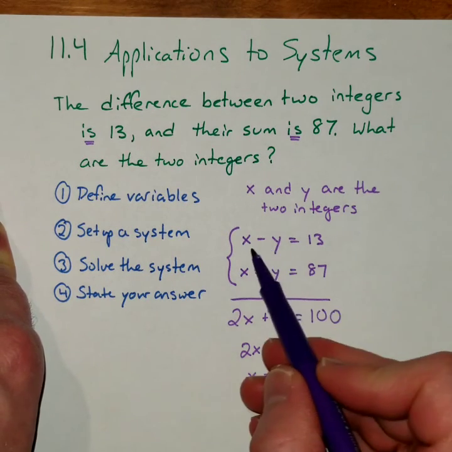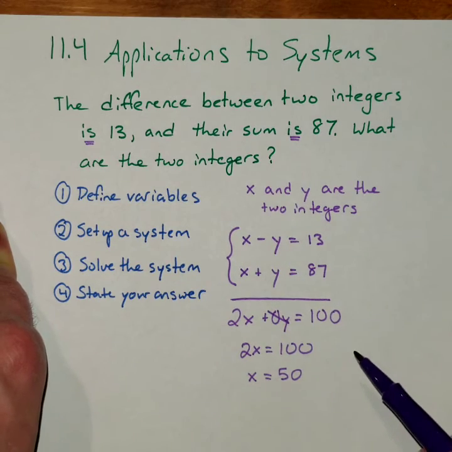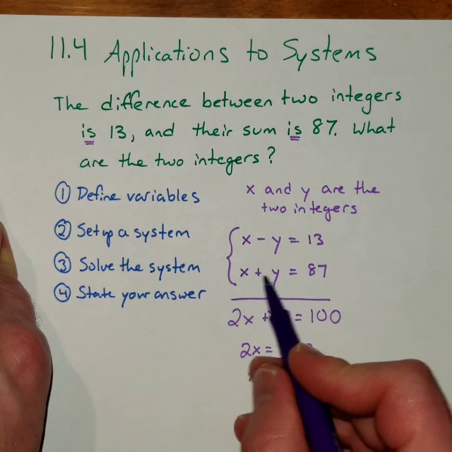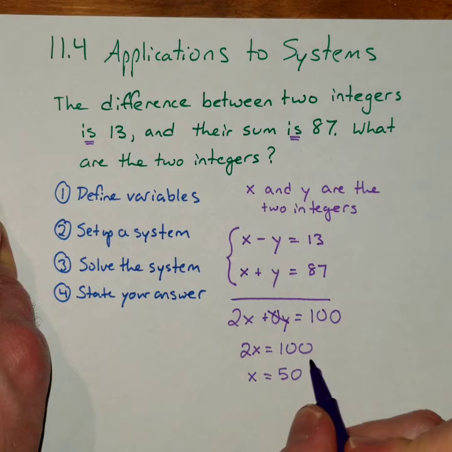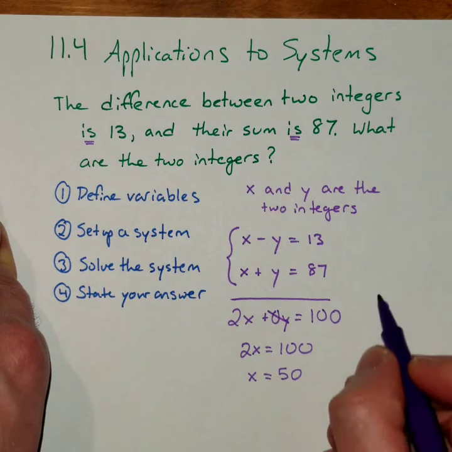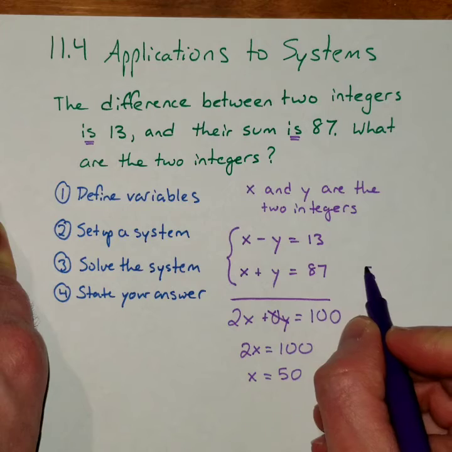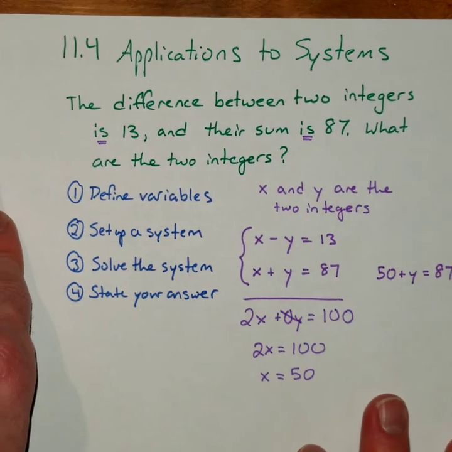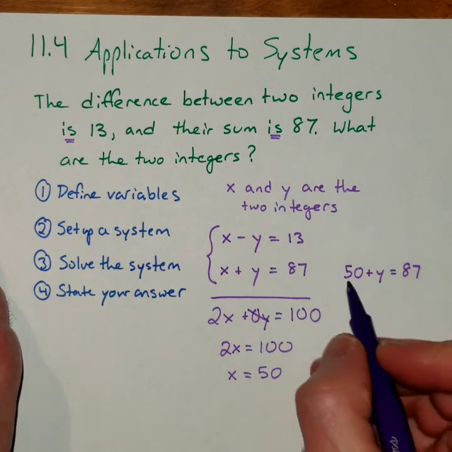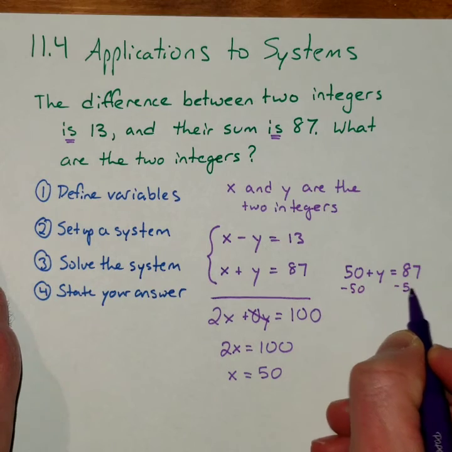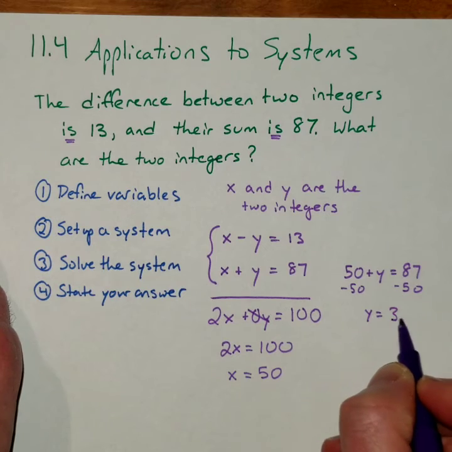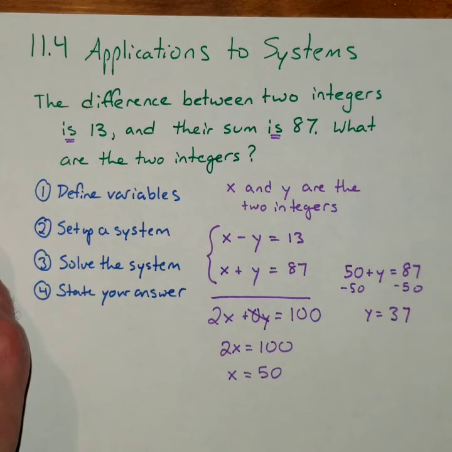And so I know that their difference is 13. I could just plug this in and figure out what the y value is. It doesn't matter. I could actually plug it in. It might be easier on the second one because I don't have to deal with the negative here. So let's do that. Let's take 50 plus y equals 87. Move this over a little. Subtract the 50 off. And y would have to equal, what's that, 37? Okay. So it looks like I've solved the system.